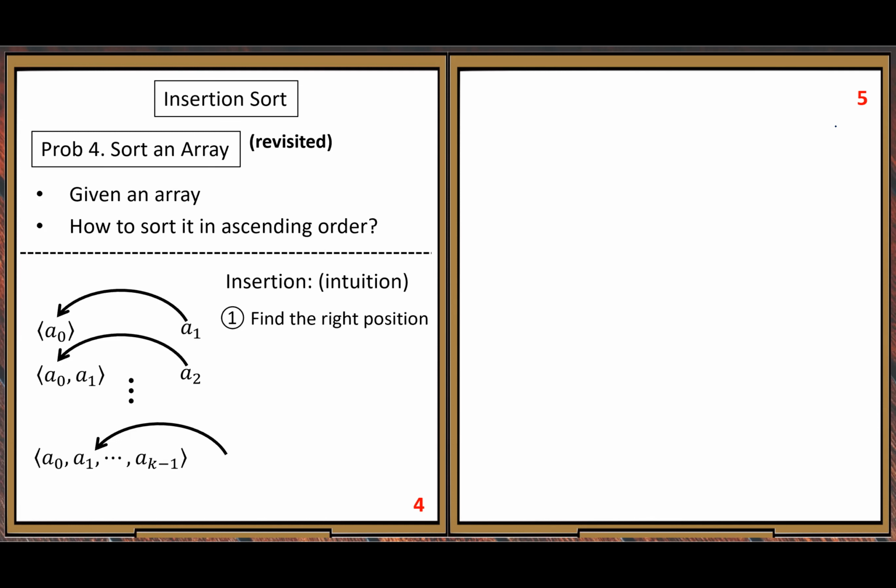Step 1, find the right position. You need to find what is the right position for this new element. Here I should put A sub k here.